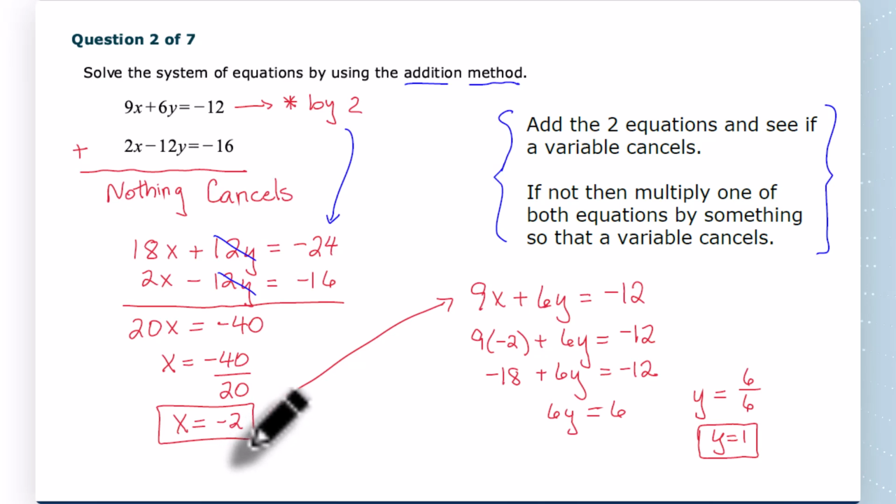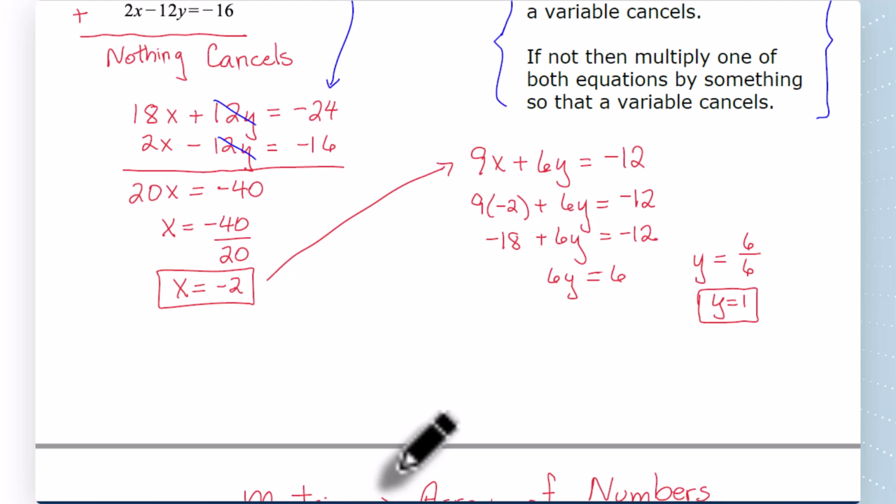To get y, you substitute this into either one and find out y. So I picked the top one. 9 times minus 2 is a minus 18, plus 6y is a minus 12. Move the minus 18, and I get 6y is 6, or I get y equals 1. So these two lines do intersect in one point.